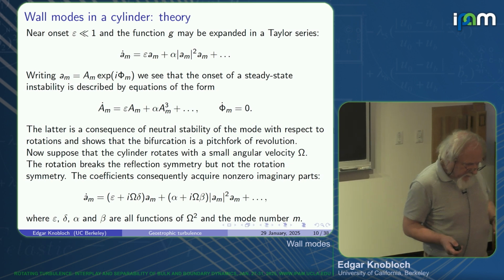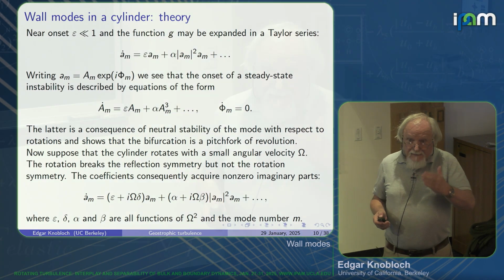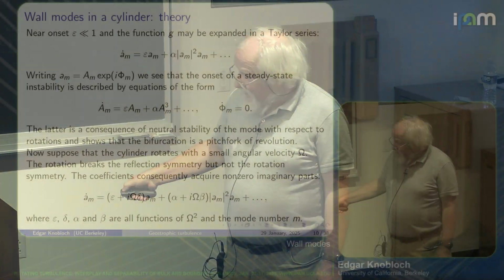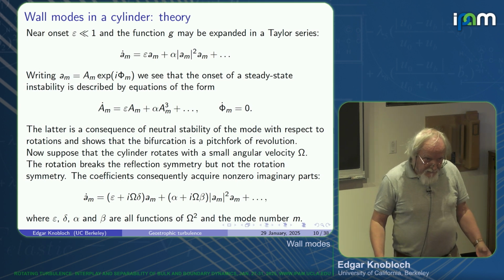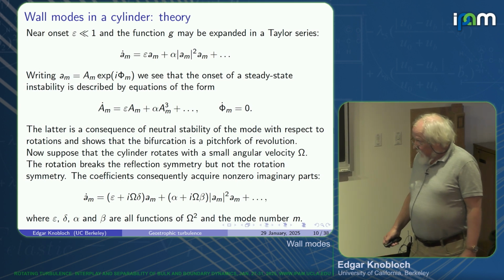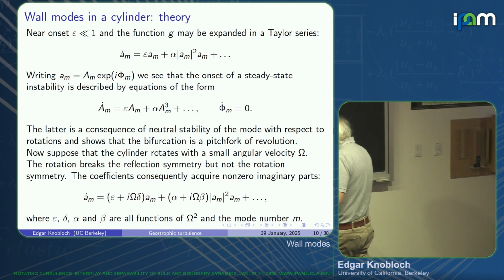So what do we lose when we rotate the cylinder? Well, we lose that reflection symmetry, that second symmetry that I talked about. That means that the function g is no longer forced to be real, and so generically it's complex, right? Here is the corresponding Taylor series in that case. You have these new terms that are proportional to omega, and then delta and beta are functions of omega squared, right?